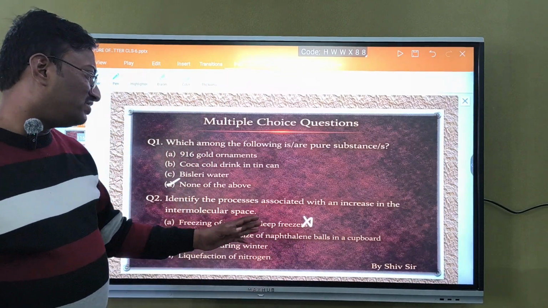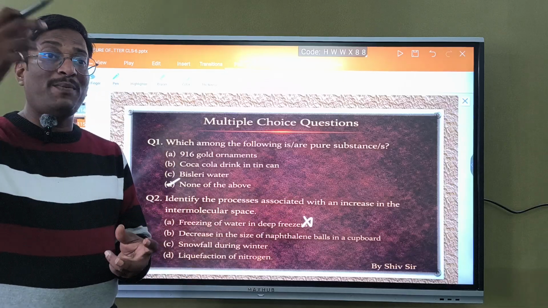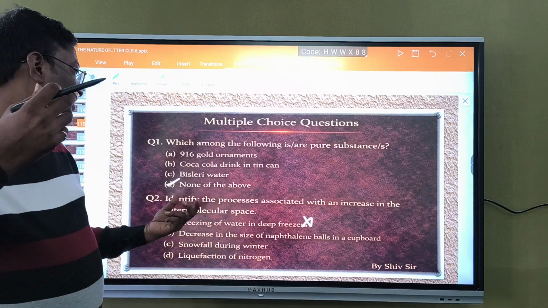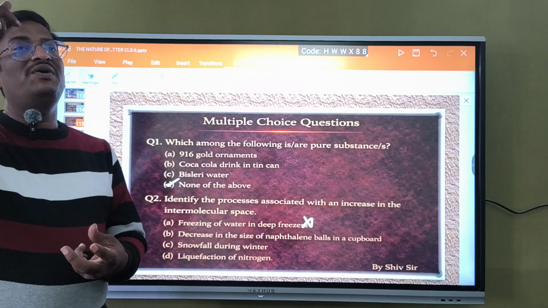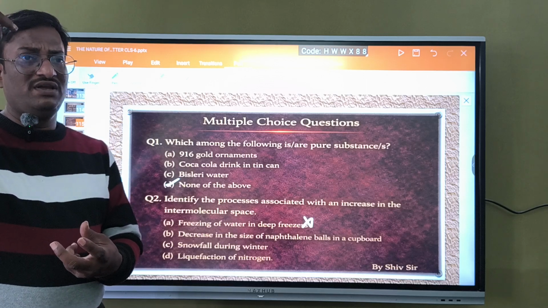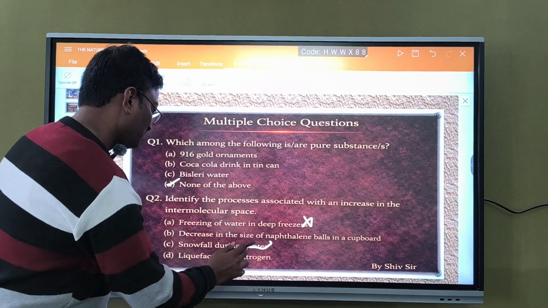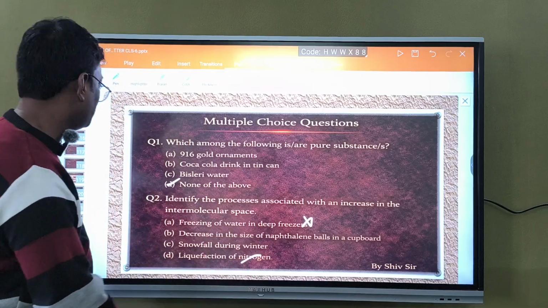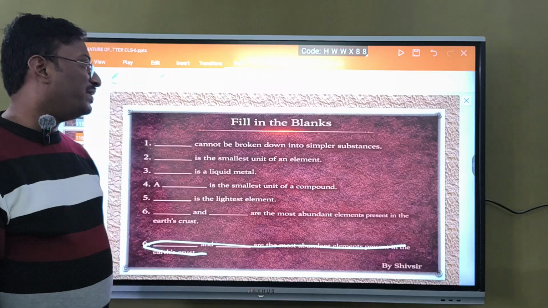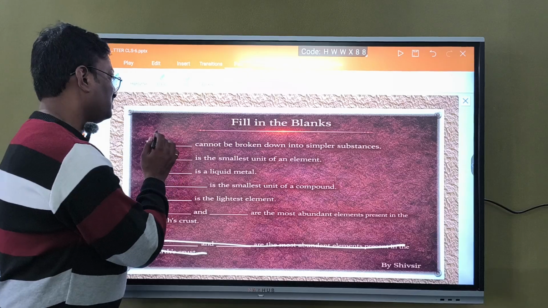Decrease in size of naphthalene balls in a cupboard. In a cupboard, naphthalene balls evaporate, so that their size decreases. So this is the process with increase in intermolecular space. A solid getting converted into vapor is actually called sublimation. So this is the right option. Snowfall during winter is the wrong option, and liquefaction of nitrogen is also a wrong option. Next, what cannot be broken down into simpler substances? That is an element.